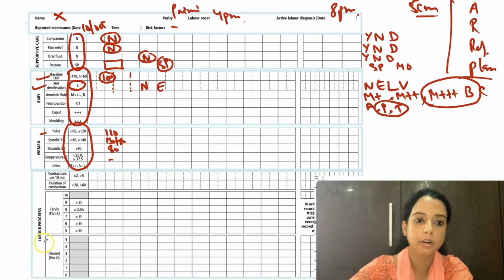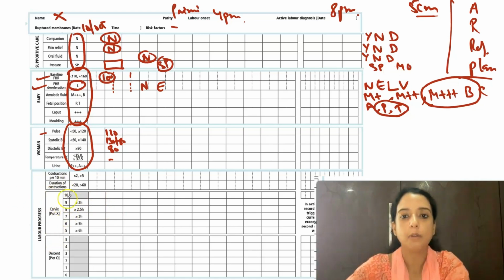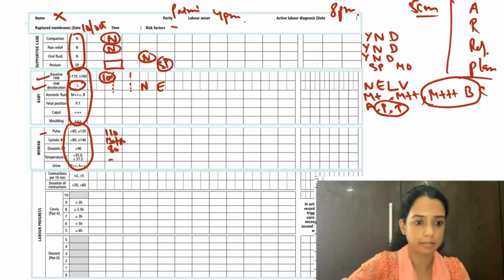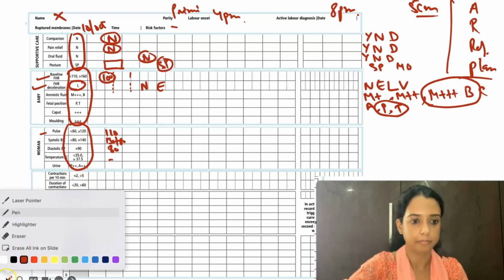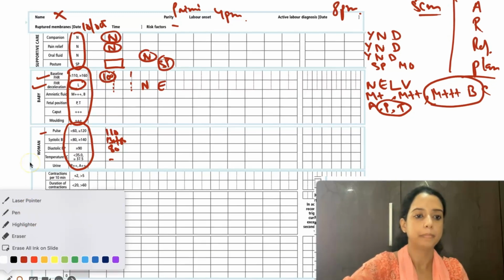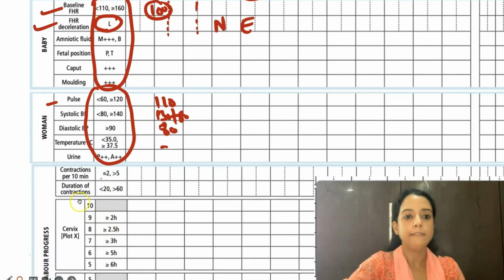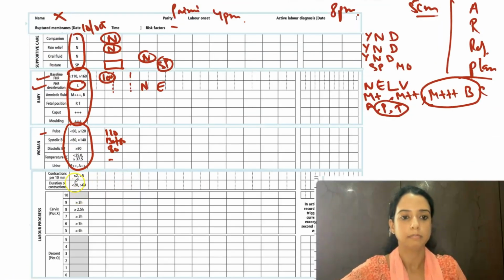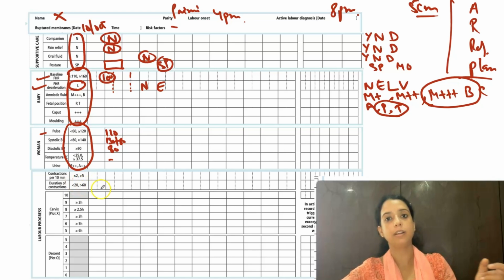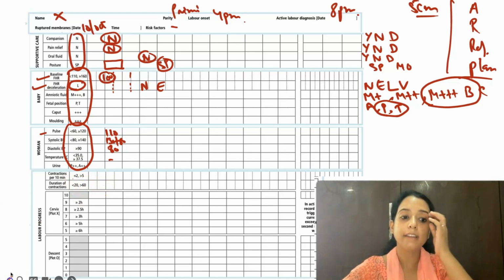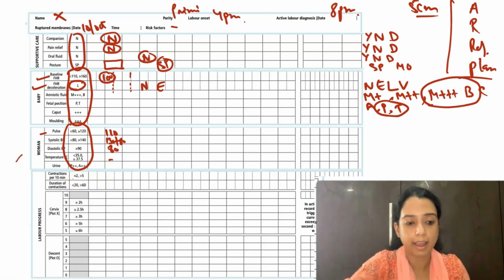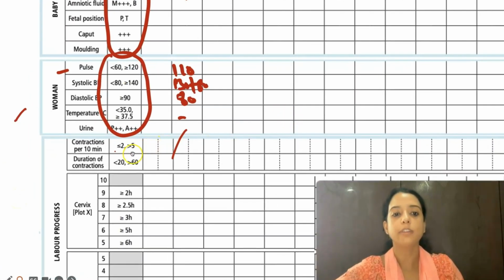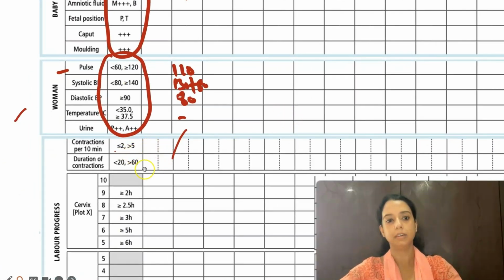Next column is the most important one, the labor progress. In labor progress, first is contraction. If you can see, if the contractions are less than 2, I have to get alert, start oxytocin. Contractions more than 5, it is tachysystole. Again, I have to get alert. Same for duration of contractions, less than 20, more than 60.